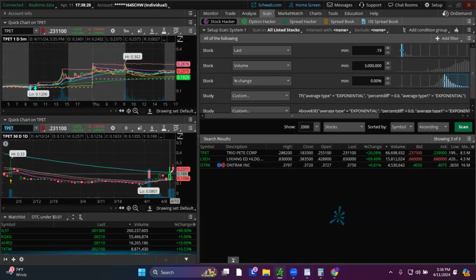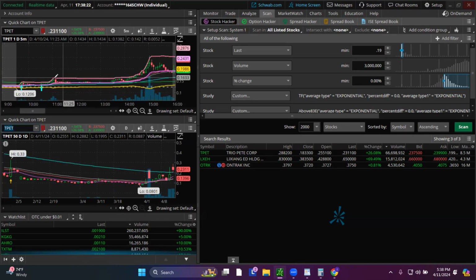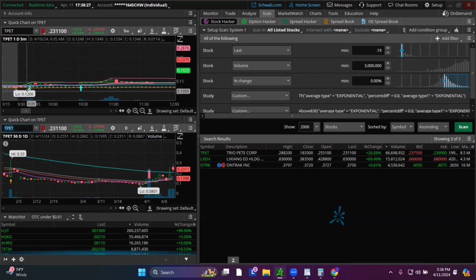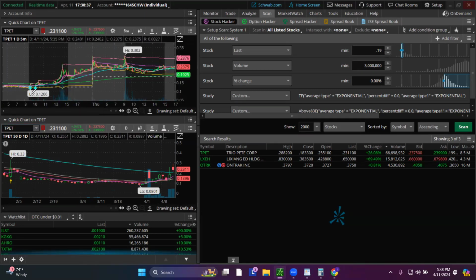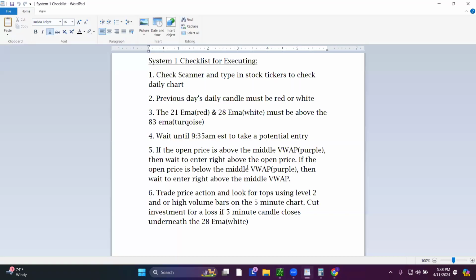And what day is this? This is the day before yesterday, so we have to go over here. It may look small, but I can see it. The 21 and 28 is definitely above the 83. And so we would get a check there. Yeah, it actually looks pretty small. And then we get the check there.